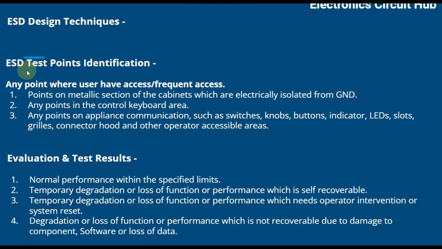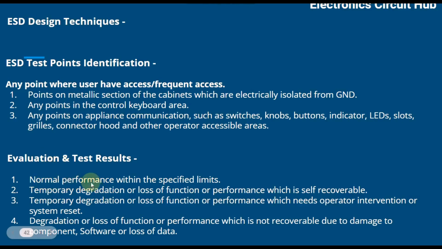How will you identify the ESD test points? ESD test point identification: any point where you have frequent access may get impacted by ESD. These include points on the metallic sections of the cabinets which are electrically isolated from the ground, any points in the control keyboard area, and any points on appliance communication parts such as switches, knobs, buttons, indicators, LEDs, slots, grills, connectors, hoods, etc.